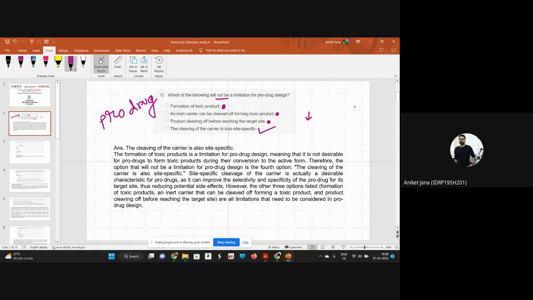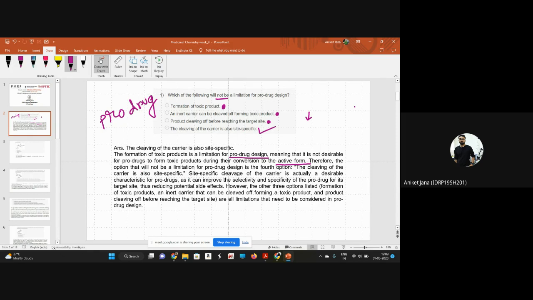Okay. So what is written here? The formation of the toxic product is a limitation for prodrug design, meaning that it is not desirable for the prodrugs to form toxic products during their conversion to the active form. As we know, the prodrugs are converted to their active forms within our body after metabolism. So this is a disadvantage. Therefore the option that will not be a limitation of prodrug design is the fourth option, the cleaving of the carrier is also site specific.